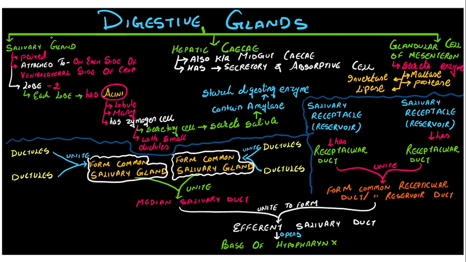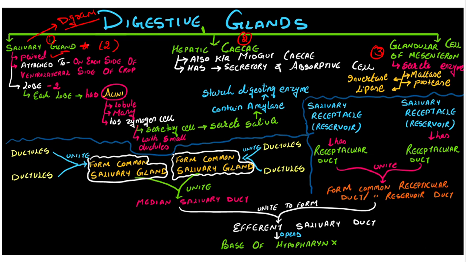Okay, now see here, we are going to talk about the salivary gland, hepatic caeca and the glandular cells. The most important one is the salivary gland. 100% the diagram of the salivary gland is asked in the board exam. So please focus and study this. So what is the salivary gland and how many are present? Salivary glands are paired. That means 2 salivary glands are present.